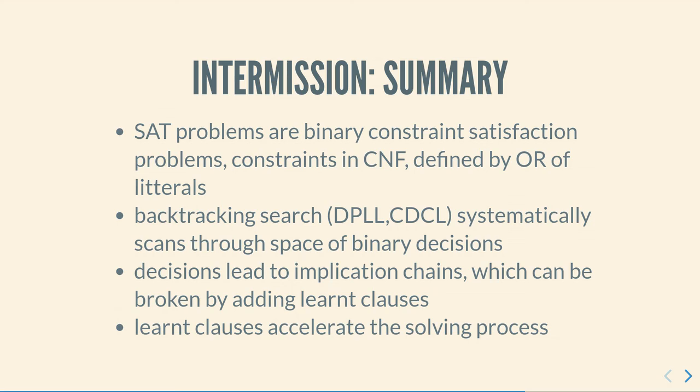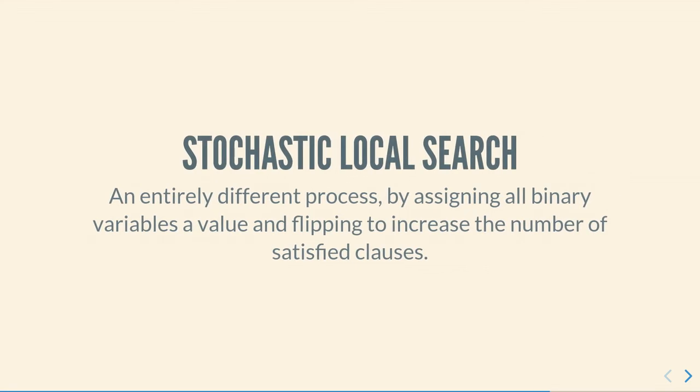So the next thing I'm going to do is introduce you briefly to a completely different way of solving a SAT problem. The next way of solving a SAT problem is called stochastic local search. It's an entirely different process from the backtracking search that I've introduced. Basically, it begins by assigning all of the binary variables a value, and then it flips the values of the binary variables to increase the number of satisfied clauses in various ways. Some people like to view this as an optimization, hill climbing kind of a thing, and if that's the way you like to visualize it, then cool.